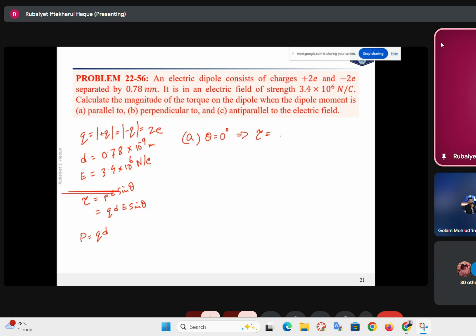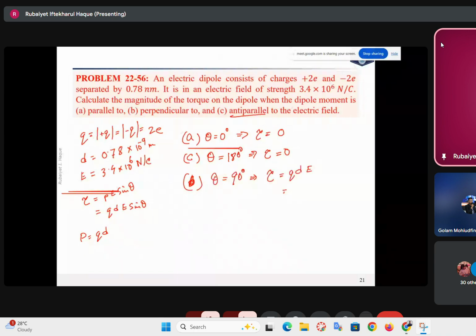Sin 0 means 0. If you go to c, anti-parallel. Anti-parallel means 180 degrees. Then tau is 0, because sin 180 equals 0. And if you go to b, in b you only get 90, perpendicular, 90 degrees. Then sin 90 degrees equals what? 1. That means tau equals qdE. Then put the values of qdE there, and if you calculate, you will get the answer, minus 22 newton meter. So that's the result of this particular one.